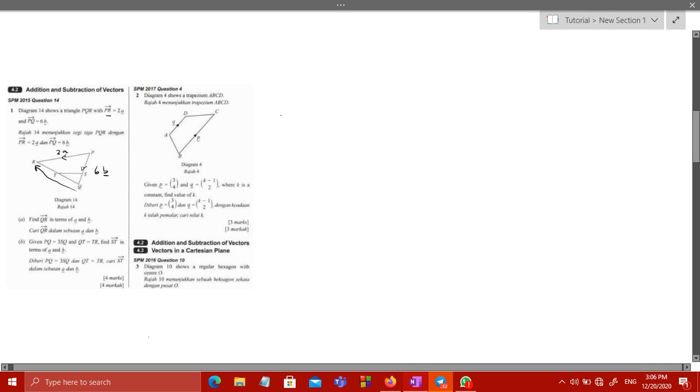Actually, I want to share with you a trick. When the question asks us to find QR, meaning you provide your plus over there and like that.